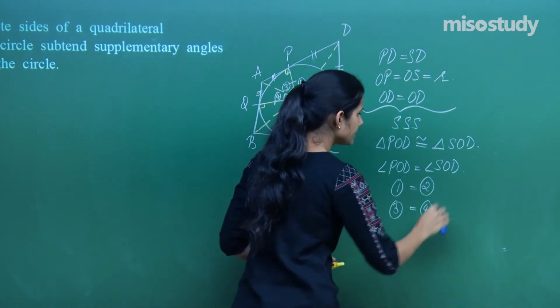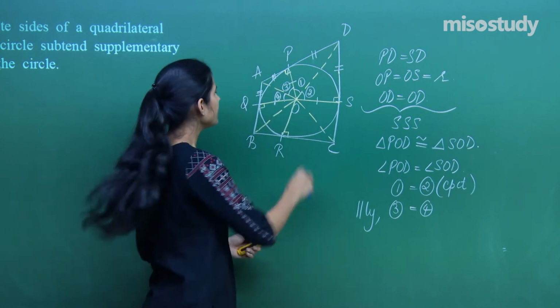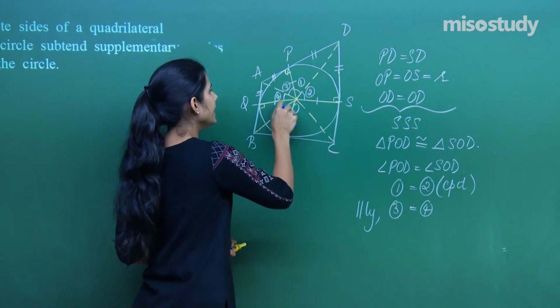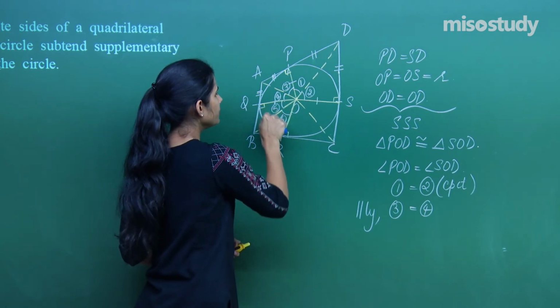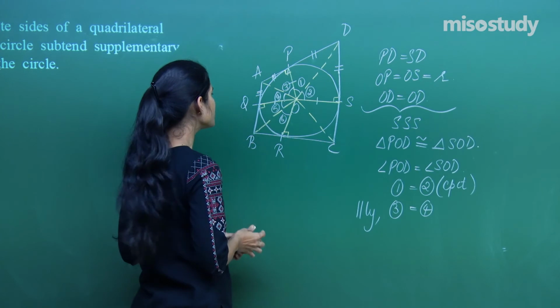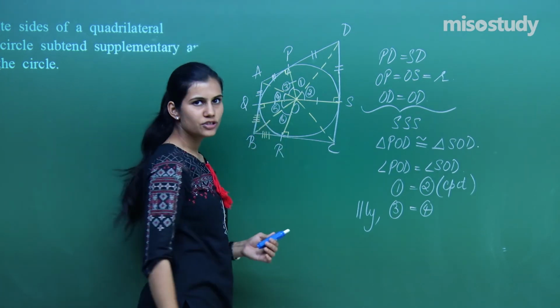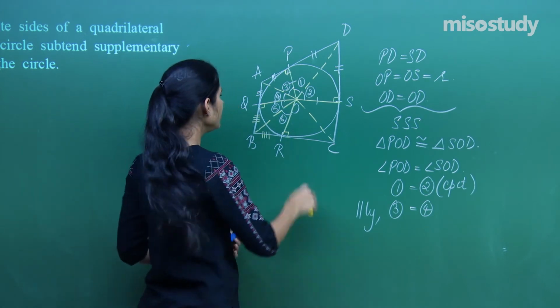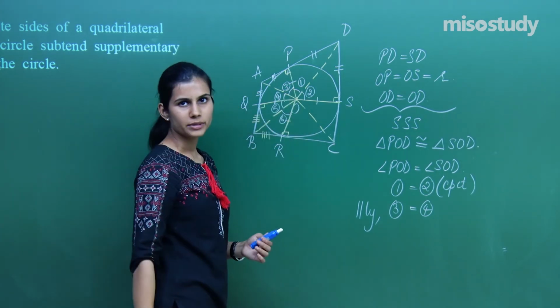Similarly, 3 is equal to 4. This is happening by CPCT, when you prove these two triangles are congruent. Exactly in a similar fashion, you will have 5 is equal to 6 when you prove these two triangles QOB and ROB are congruent again by SSS congruence rule, because you will have QB is same as BR, tangents drawn from an external point to the circle are equal. Then OR is same as OQ because it is the radius, and OB is the common side.